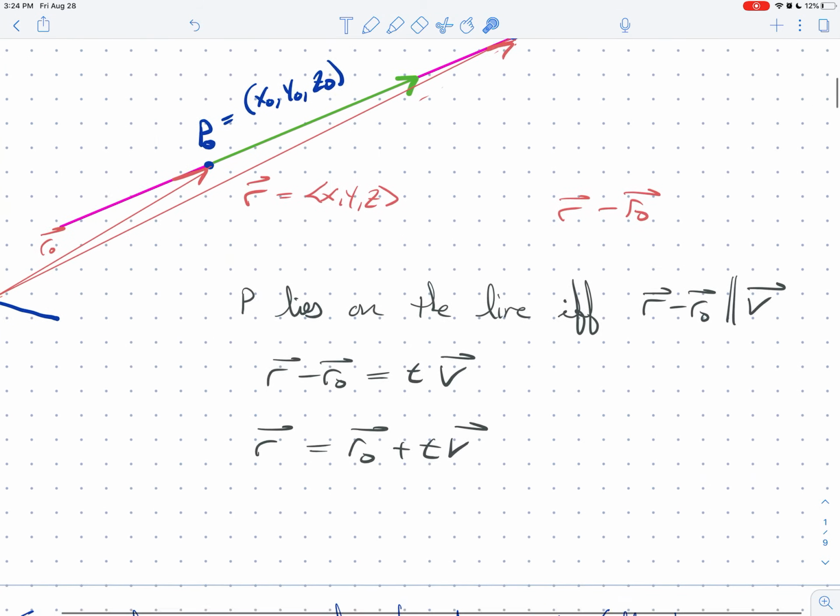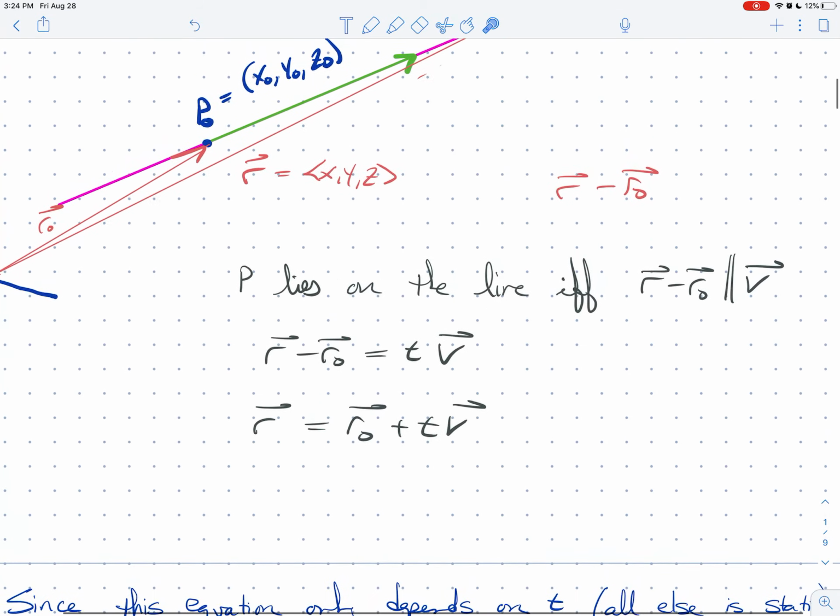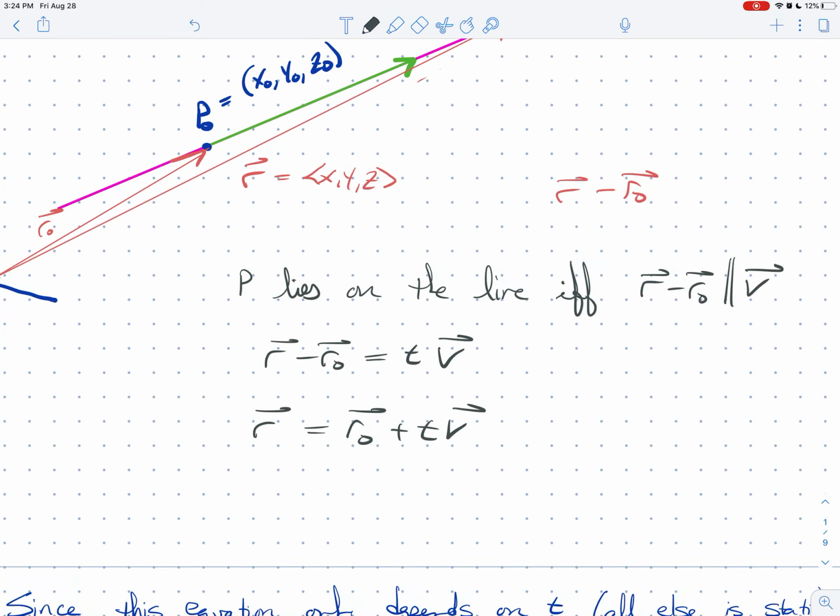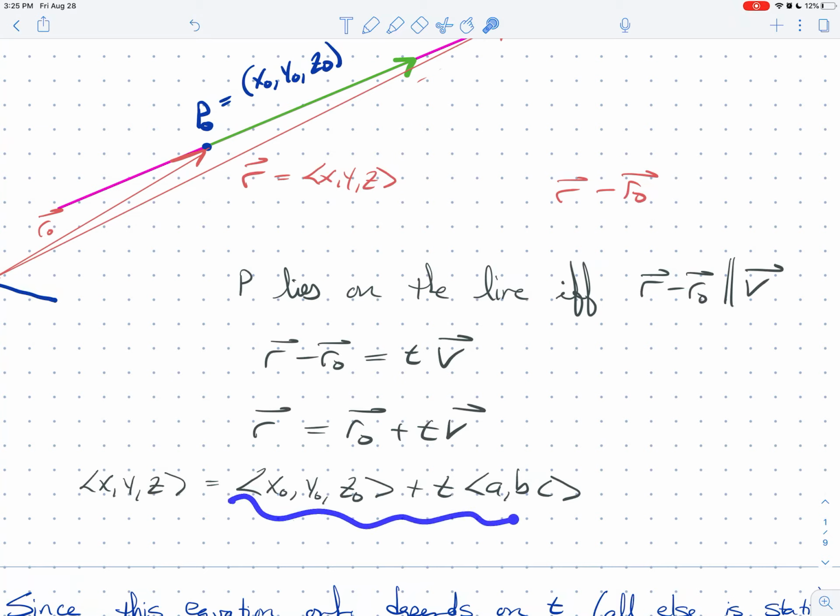So I want to write down a little bit more with you. So let's actually write out what this is. So my r here, in vector form, is this arbitrary point x, y, z. That's what r is. My r naught is this fixed point that's on my line, x naught, y naught, z naught, plus t times, and my v is a direction vector a, b, c. And what I want you to realize is that nothing is changing on the right-hand side except for t.